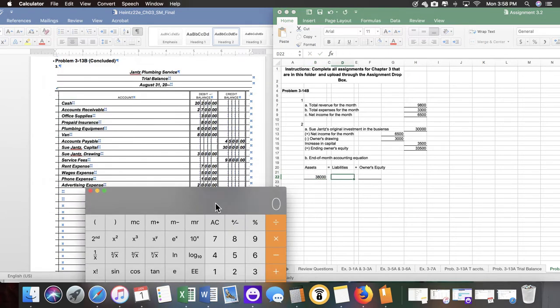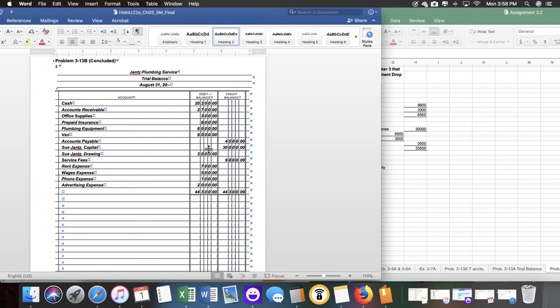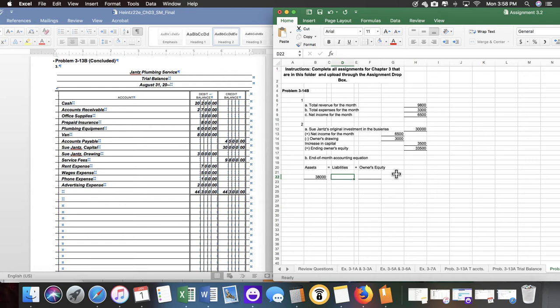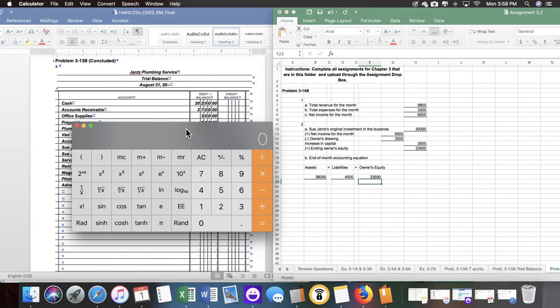Our liabilities are $4,500. It's the accounts payable. Our owner's equity is the $33,500. So let's just see if our equation balances. 4,500 plus 33,500. Great, so our equation does balance. So now we're going to move on to the financial statements.